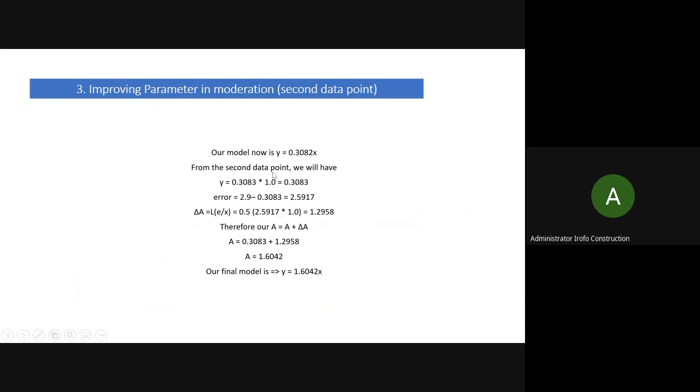This one, they are also using the second data point here. And you do something similar for it. They're going to get 1.2958. You had the added length to it. They added what? Length. I can see length brackets, error divided by x. That's the formula for changing A.